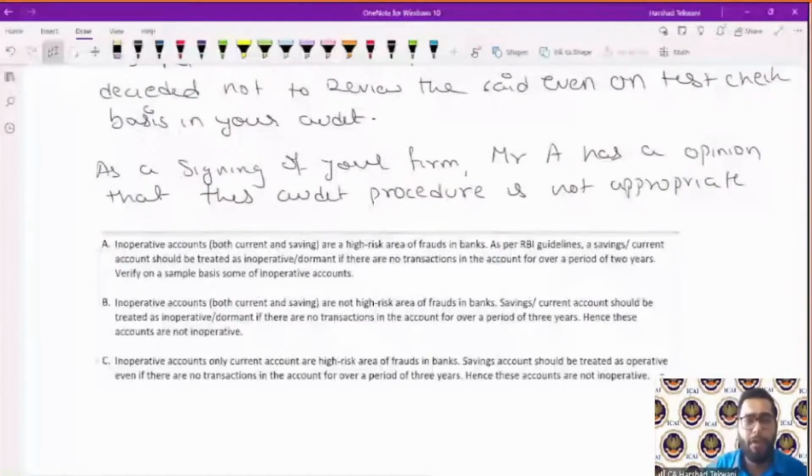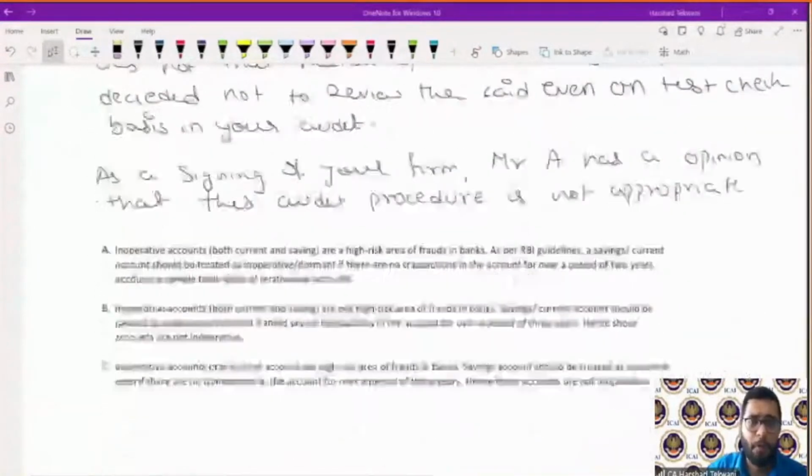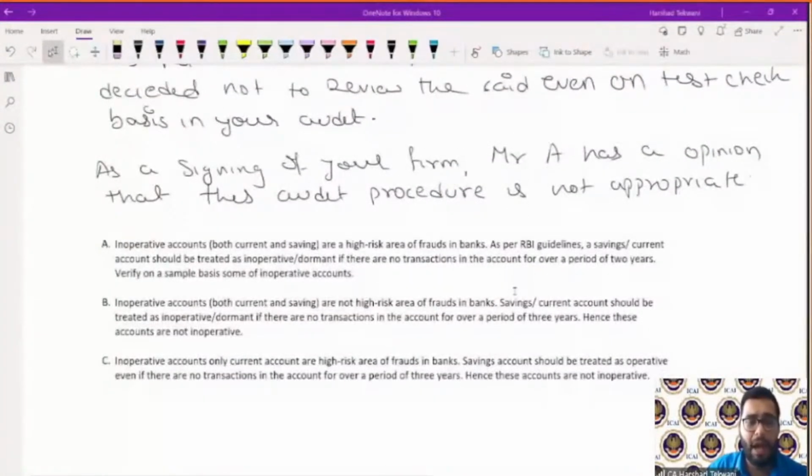So, again, out of these options, what do you think the correct one is? Come on, guys. Which option you think is the correct option over here? Whether this account is operative, inoperative, whether a test check is required, not required, what is the correct option, guys?